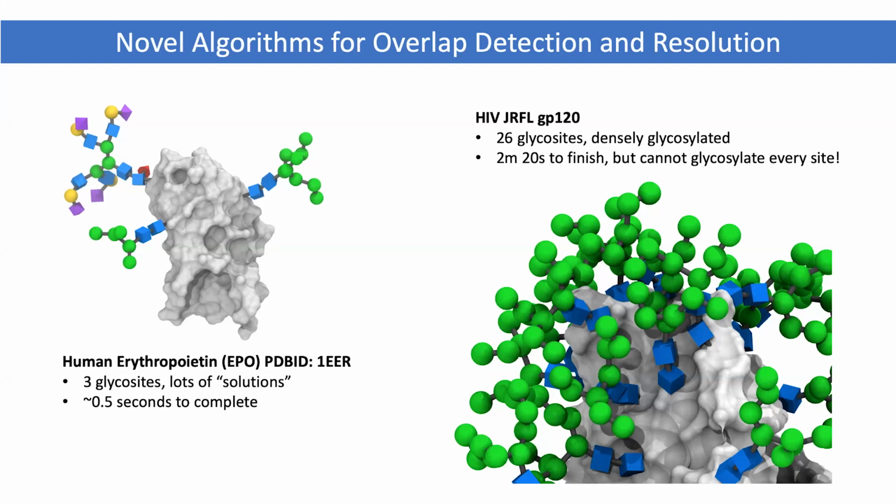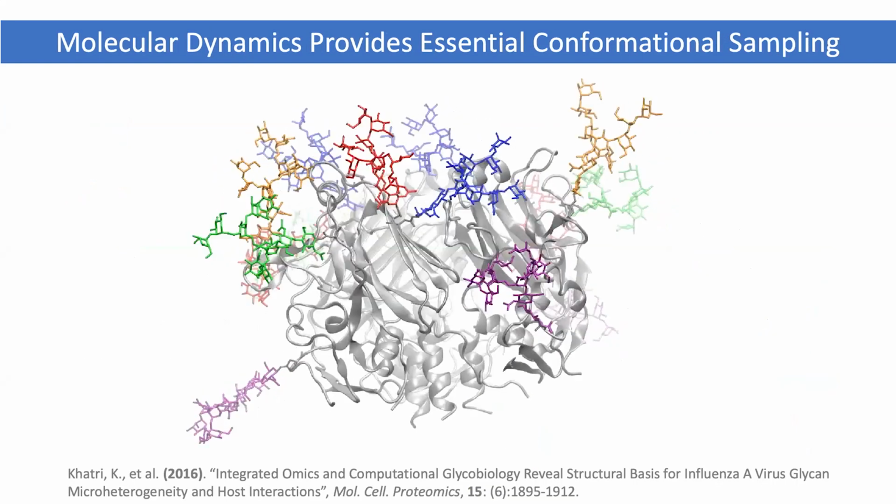And secondly, when you've got something like GP120 here on the right, which many of us know is a very heavily glycosylated protein, how do you resolve these overlaps? Because you've got such a dense packing of sugars, they bump into each other, and it's an extremely complicated algorithm to figure out what nature does so simply. And the way we do that is we use molecular dynamics.